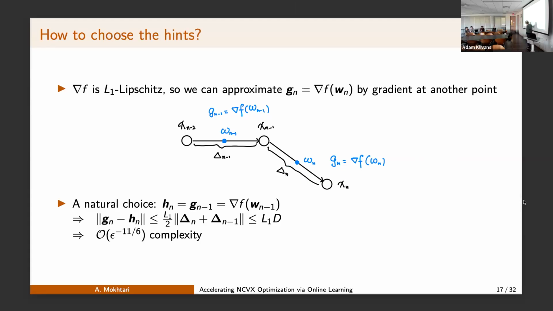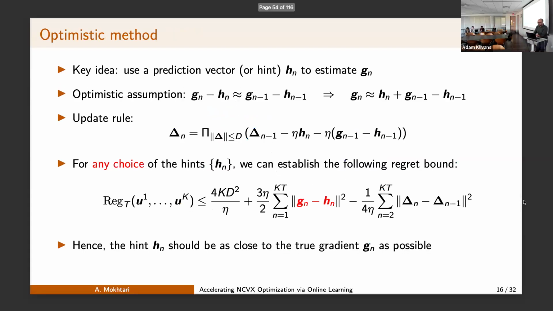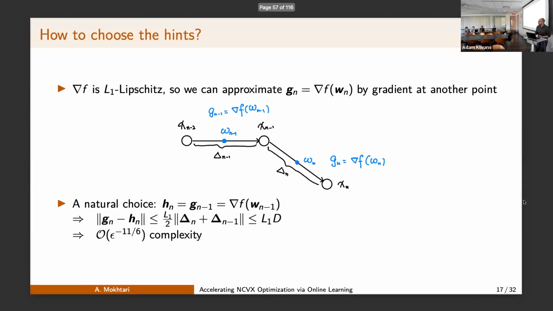I replace this error by L1 D. Now I get something for the regret, and then I put the regret bound in the original bound, then optimize for D and T and all these parameters. I'm going to get 11 over 6. Better than over epsilon squared, but worse than 7 over. So that means that your hint function was not good enough.